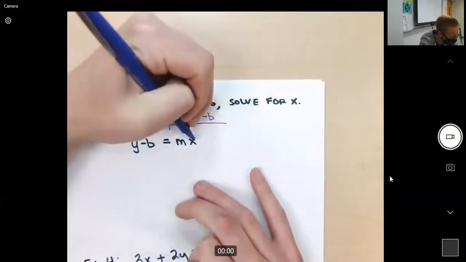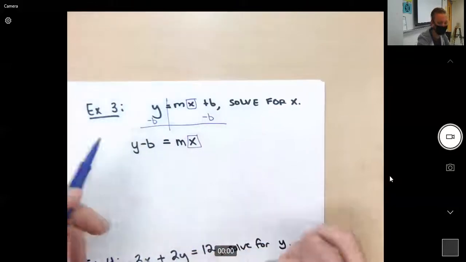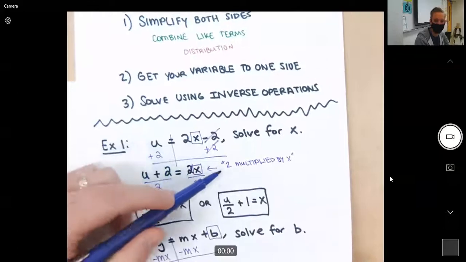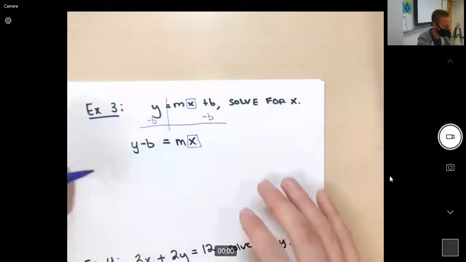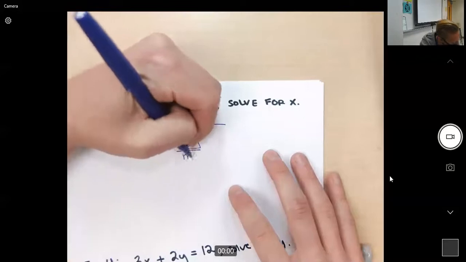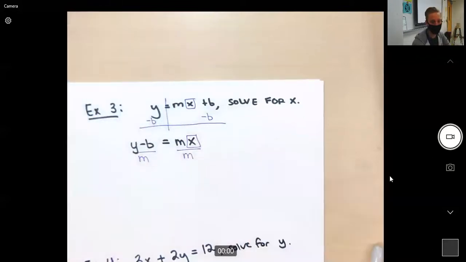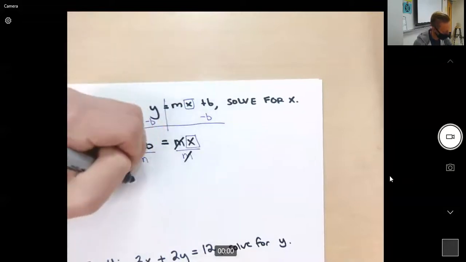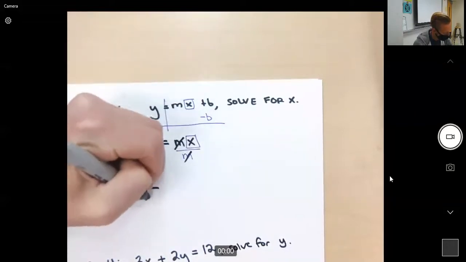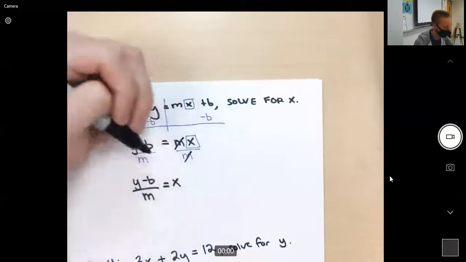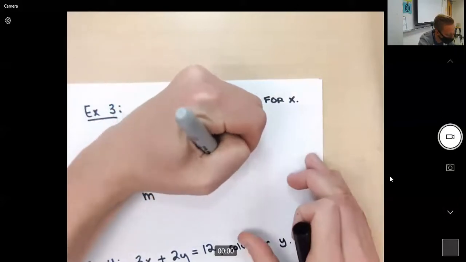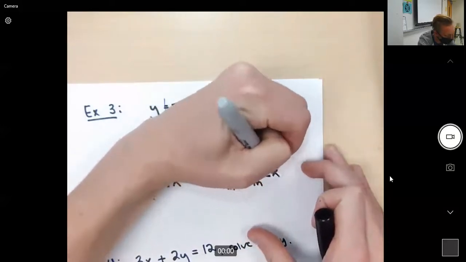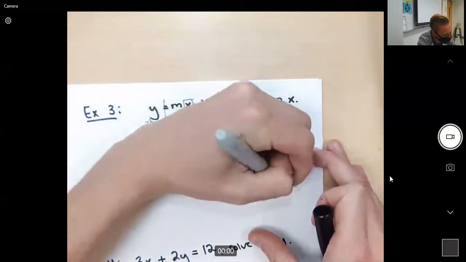And remember, this is just m multiplied by x. You can actually think about this exactly like when we had 2x here, 2 multiplied by x. This is m multiplied by x. So I'm now going to divide both sides by m. So m divided by m is 1. So I get y minus b divided by m is equal to x, or we could write this as y over m minus b over m is equal to x. So you just divide each term by m if you want to.